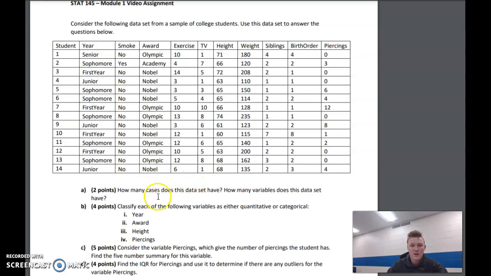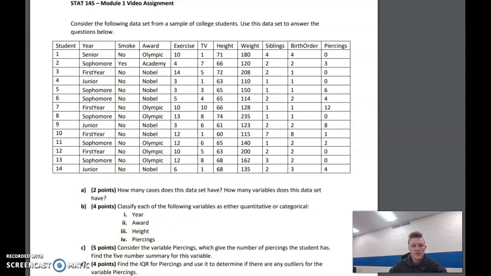Moving on to the next question, classify each of the variables as either quantitative or categorical. So year, since it is a category that a student would be in, so freshman, sophomore, junior, senior, that is put as a categorical variable, while award is a categorical variable based on what you get. Olympic, academic, and Nobel would be different awards that you could get in that category. Now, quantitative are numbers. So height and piercings, height in inches and piercings is the total number that they have. Those would be quantitative for this question.